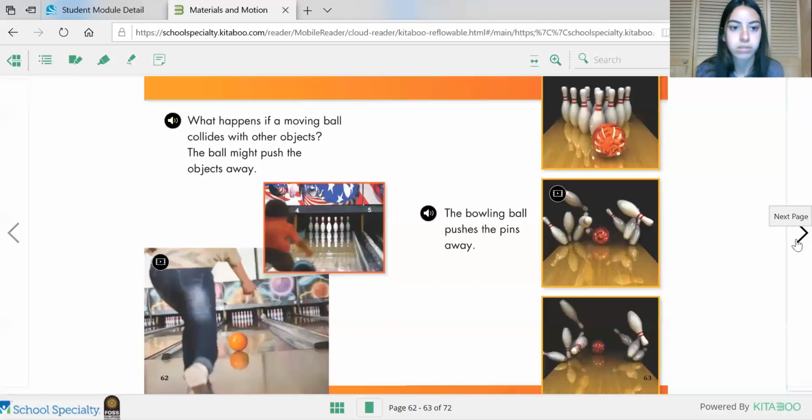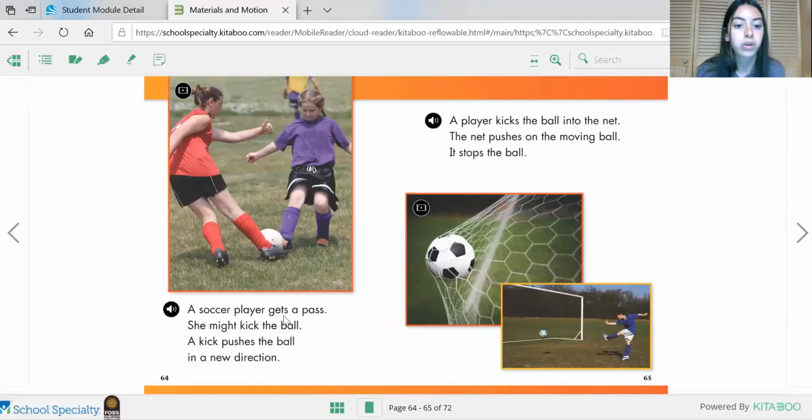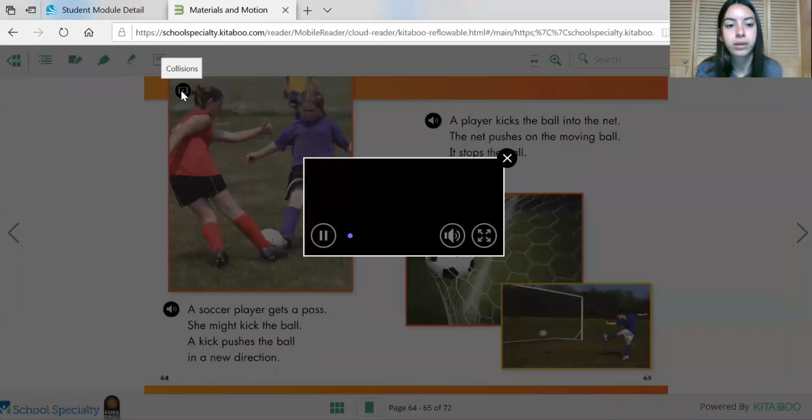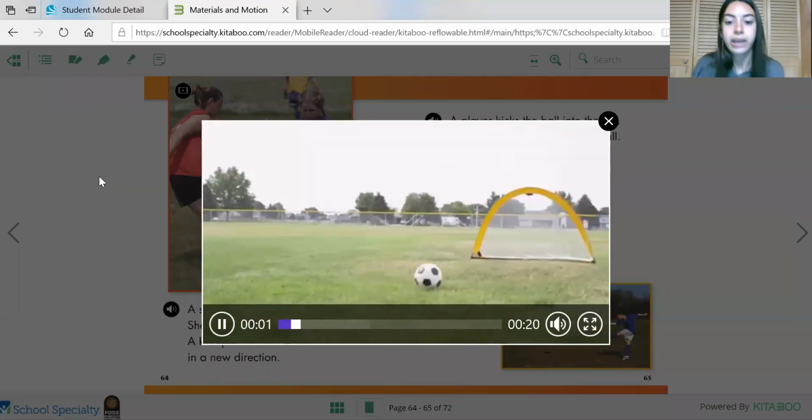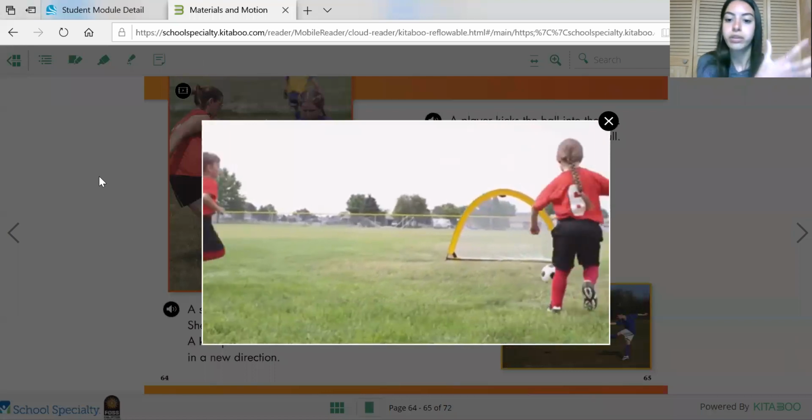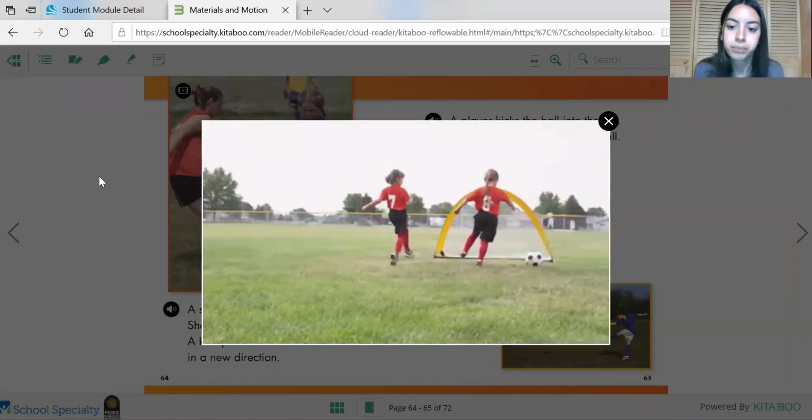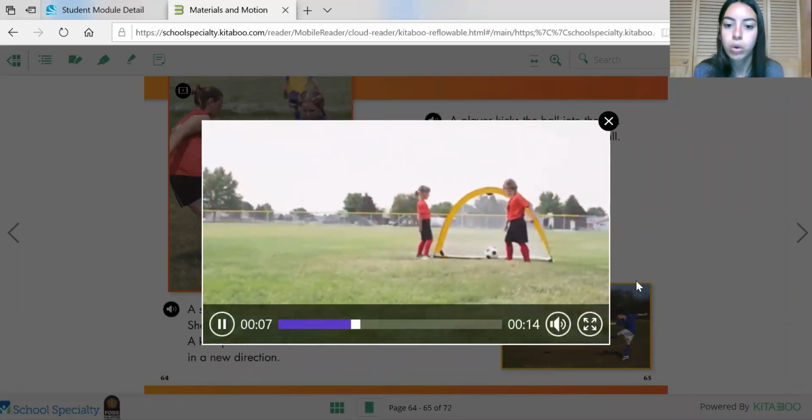Let's see what else. Ooh, a soccer player gets a pass. She might kick the ball. A kick pushes the ball in a new direction. So if you've ever played soccer before, maybe in PE with Miss Ella, when you kick the ball, you move it in a different direction and you try to score a goal.